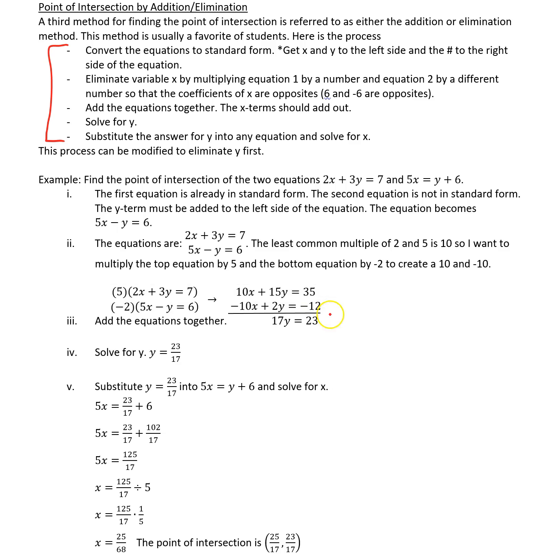At this point, we add the like terms up and down. So we add 10x and -10x. We see they subtract out. We add 15y and 2y to make 17y. And we add 35 and -12 to make 23. This equation is solved in the next step by dividing by 17. We have y equals 23 over 17.